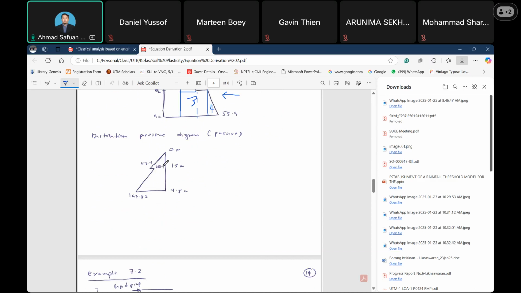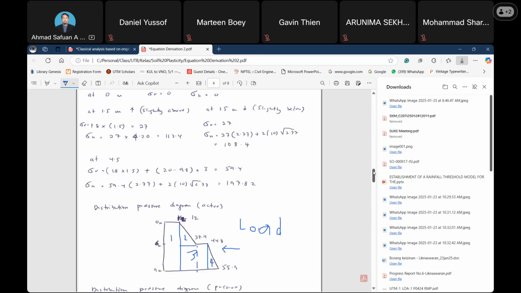So this is for the passive part. We have two values at 1.5 meter depth, and also at 4.5, the value is 197.82. So then to get the area, this will be the first one, then this will be the second, and this will be the third. So that is for the passive part.